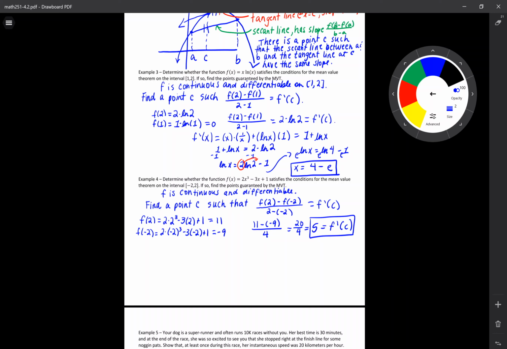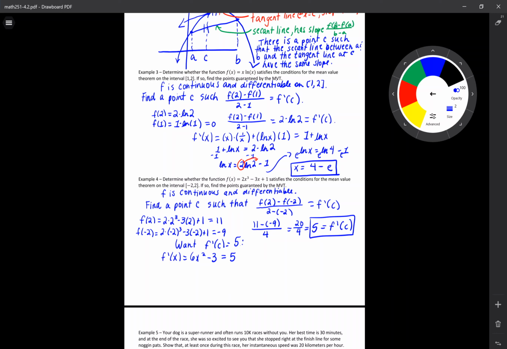So I want f prime of c to be equal to 5. If I take f prime of x here, I get f prime of x is equal to 6x squared minus 3. And I want this to equal 5.